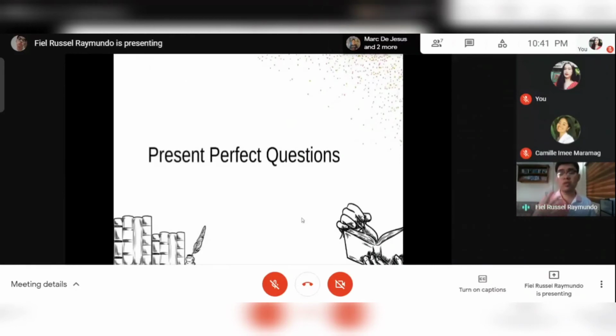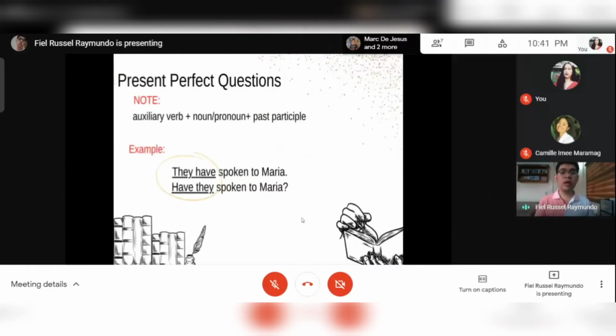Present perfect tense can also be used in questions. It's that simple. However, present perfect questions follow a slightly different structure. In positive or affirmative sentences and in negative sentences, the structure is the noun or the pronoun, followed by the auxiliary verb and then the past participle. However, in present perfect questions, the positions of the noun or pronoun and the auxiliary verb are switched. Auxiliary verb followed by the noun or pronoun followed by the past participle.